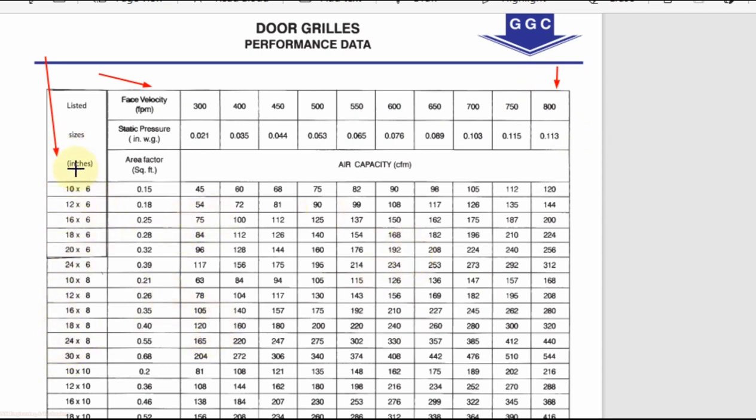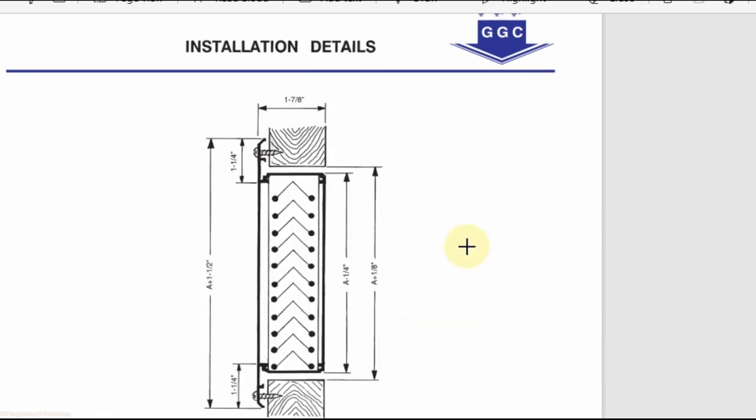So you can select these sizes of the grill for any of these CFM, but it is recommended to select the grill for a maximum face velocity of 500 fpm. You can see it is the section for the door grill, so the air will enter from here, then will go like this, so air can pass, but you cannot see through it. If you try to see, you will see this blade will not allow you to see the other side.